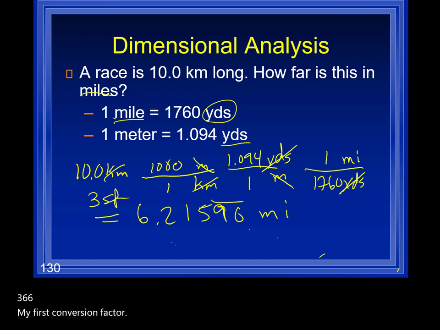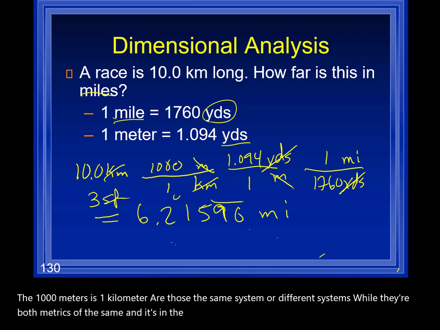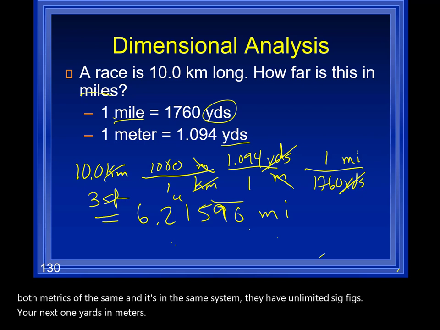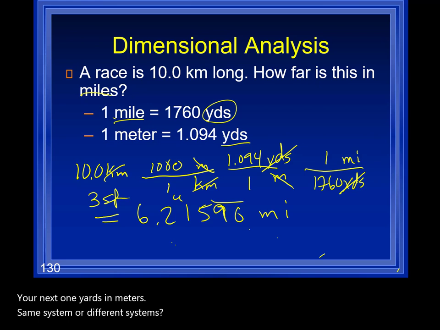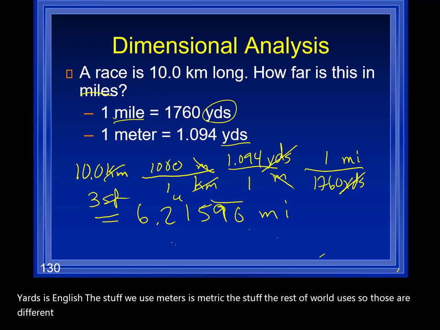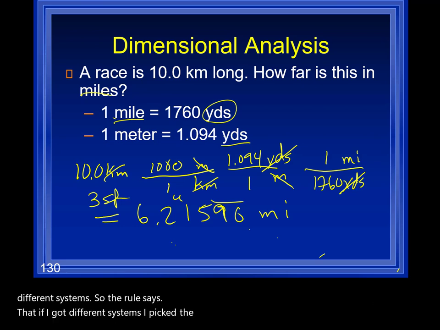The 1,000 meters is 1 kilometer. Are those the same system or different systems? Well, they're both metric, so they're the same. And if they're in the same system, they have unlimited sig figs. Next one, yards and meters. Same system or different systems? Well, yards is English, the stuff we use. Meters is metric, the stuff the rest of the world uses. So those are different systems. So the rule says that if I got different systems, I pick the most in the conversion factor. 1.094 has 4 sig figs, so that has 4 sig figs.